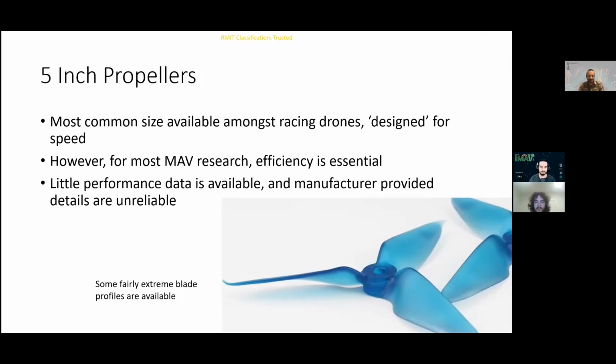Now, with the propellers in that 5-inch range, there's very limited performance data available. So most manufacturer provided details are diameter and pitch. Some will provide a static thrust value. Some will provide slightly more than that. Generally, those values are slightly exaggerated and in some cases just outright false. So there's a significant need for some sort of experimental testing with some of these racing components.